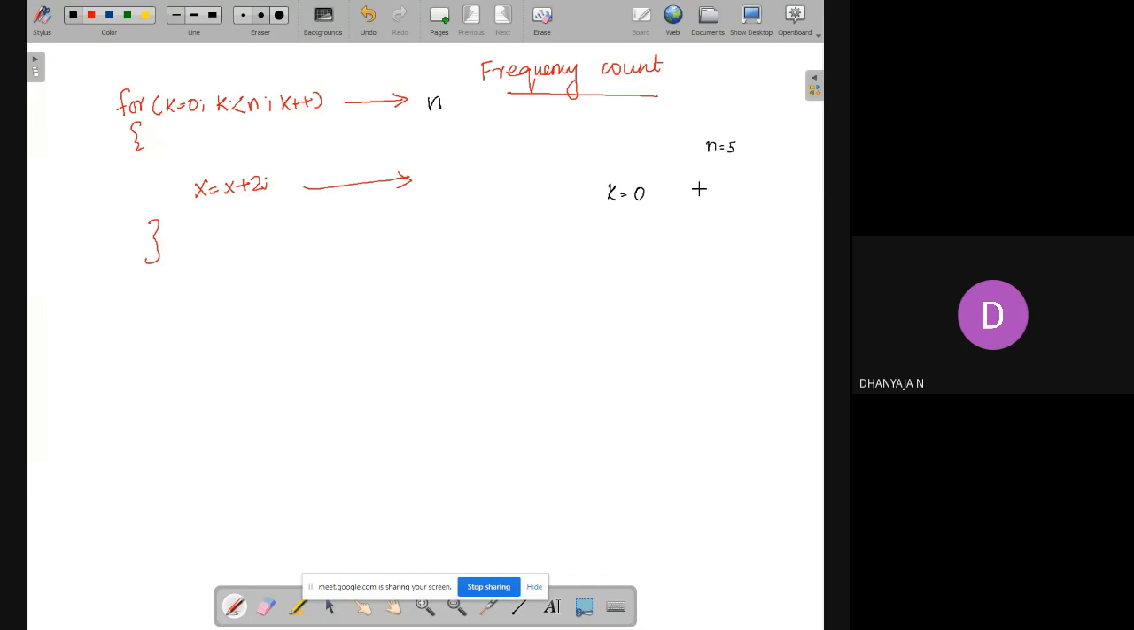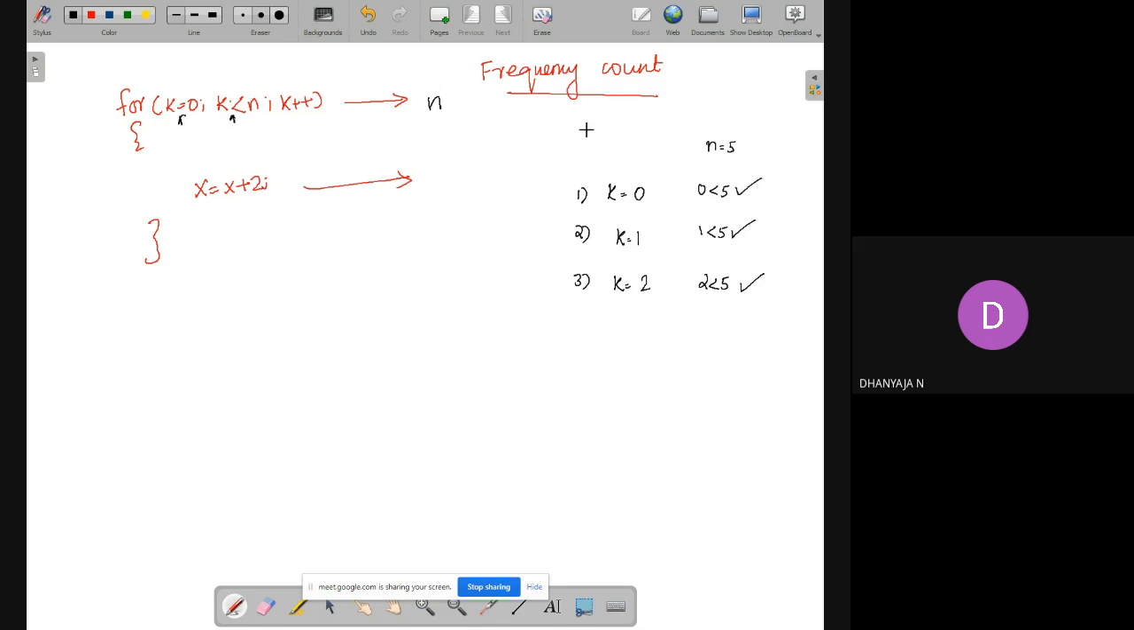First k is equal to 0, I'll check 0 less than 5. Yes, the condition is right. So one time it is executed. At the second time, k value is incremented to 1. I'll check 1 less than 5. Yes, this is also right. The third time, k value is 2. 2 less than 5. That condition is also right, isn't it? In execution, first I'll check the condition. If the condition is right, I will execute x equal to x plus 2.